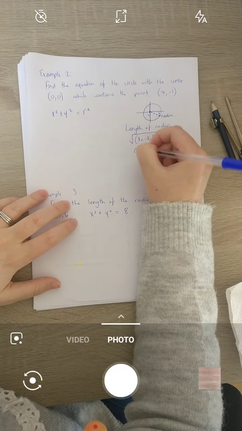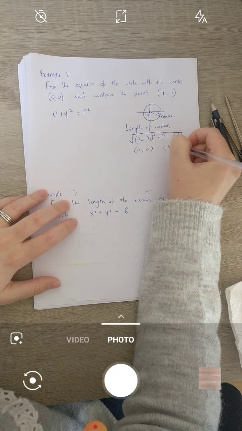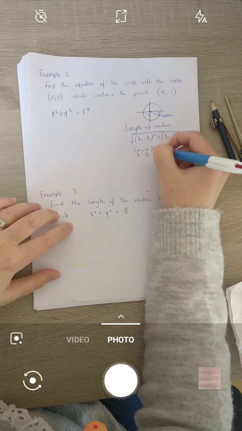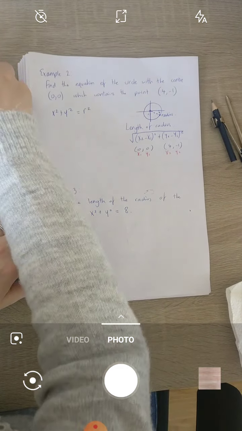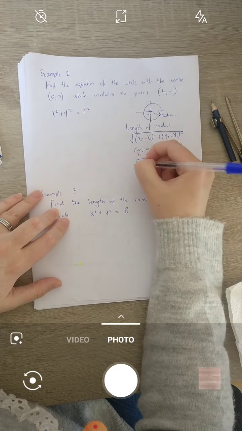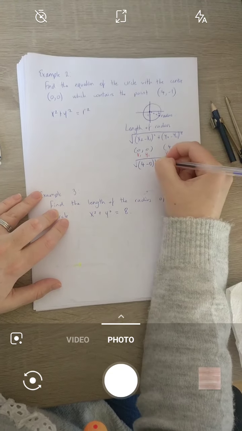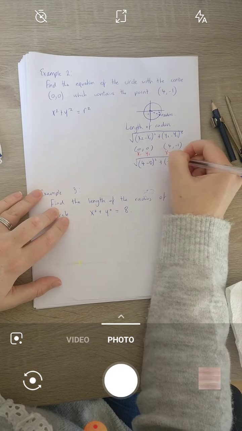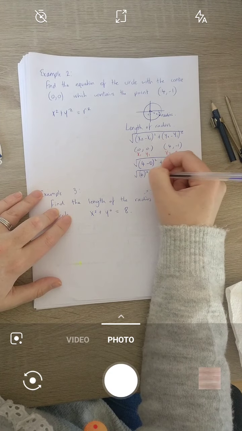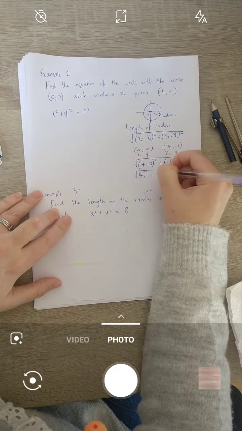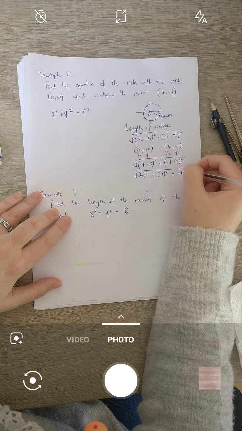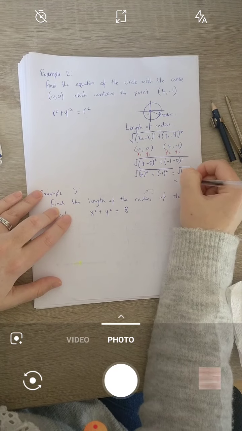Remember, we sub in our 0, 0 and our 4, minus 1. But before we do that, I would always label x1, y1, x2, y2. So we're subbing in here. We have the square root of x2, which is 4, minus 0 to be squared, plus y2, which is minus 1, minus 0 to be squared. So we end up with 4 minus 0 is 4 squared, plus minus 1 minus 0 is minus 1 squared. 4 squared is 16, minus 1 squared is 1, so 16 plus 1 gives the square root of 17.